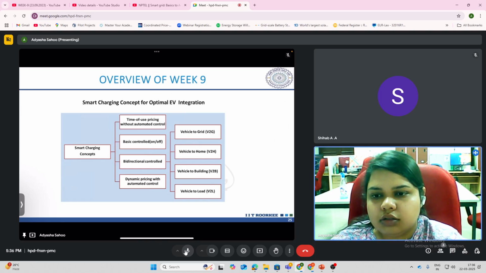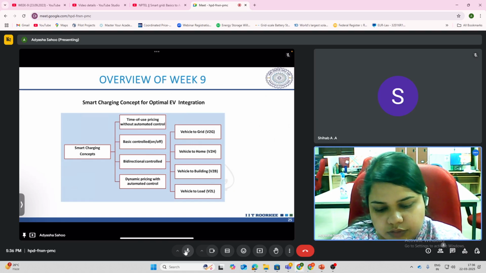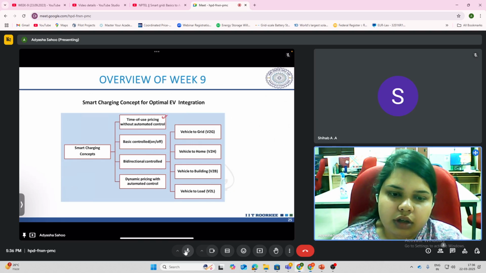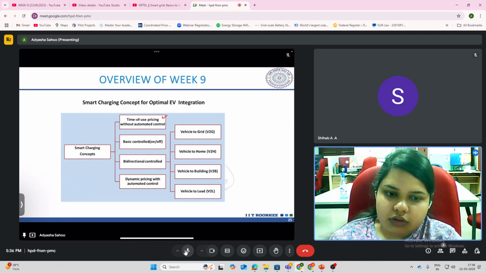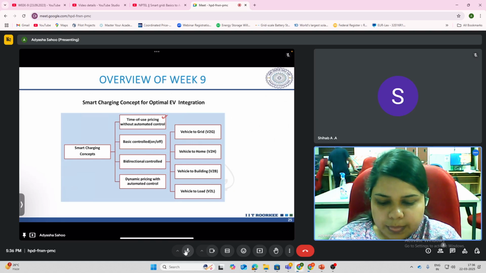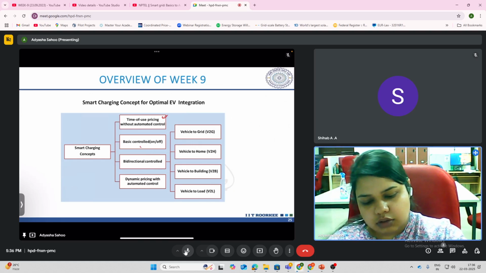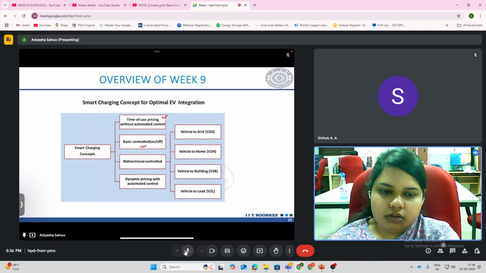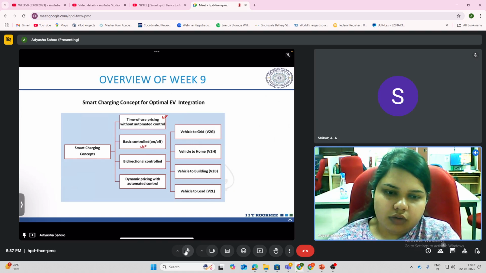So these are some smart charging concepts for the optimal EV integration. First, the time of use pricing without automated control. Depending upon the grid prices, you are trying to charge or discharge your EVs, like we have seen for the batteries also. So basically when the grid prices are low, you would try to charge your EVs during that period of time. Then in the basic controlled on-off, you are not bothered about the grid prices. According to your utility, your comfort, you are just switching on or off your EV.